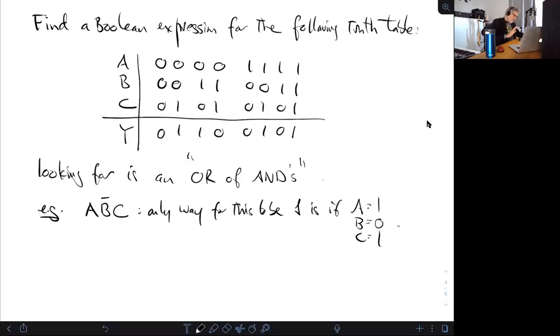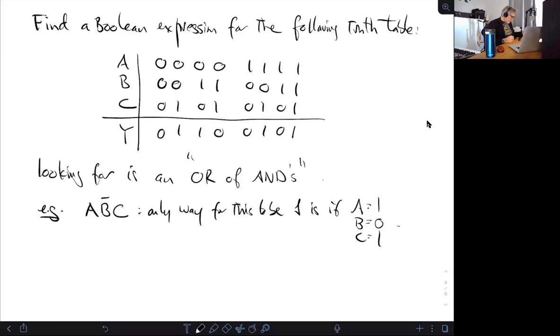If you put any other 3 values in there, rather than 1, 0, 1, any other triple, you will get the value 0, right? Because one of the 3, A, B bar, or C, will be 0, and that will absorb everything, okay? So that's the key point. If you understand that, then you can build the Boolean expression for anything. So how do you do it?